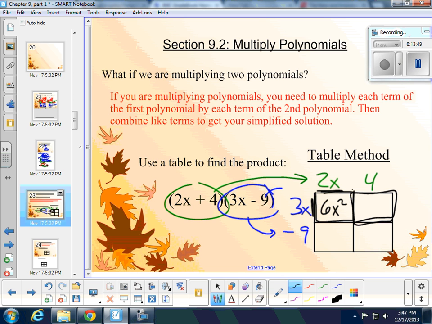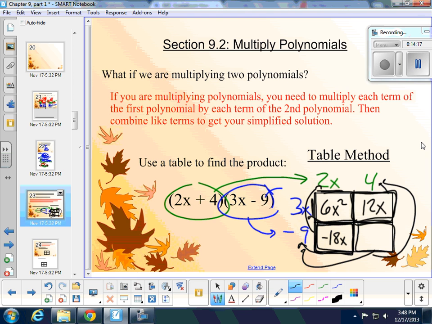In this box right here is what I'm going to get when I multiply 4 and 3x, because those are the two that link up for this box. So 3x times 4 gives me 12x. This one down here that I'm outlining, I'm going to multiply the negative 9 and the 2x. So 2x times negative 9 gives me negative 18x. And then my last square, when I multiply the two constants together, the negative 9 and the positive 4, which would give me negative 36.